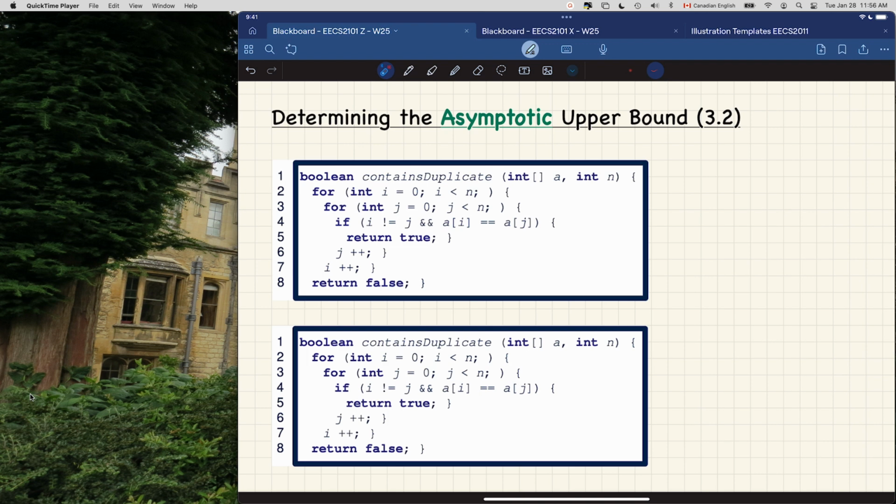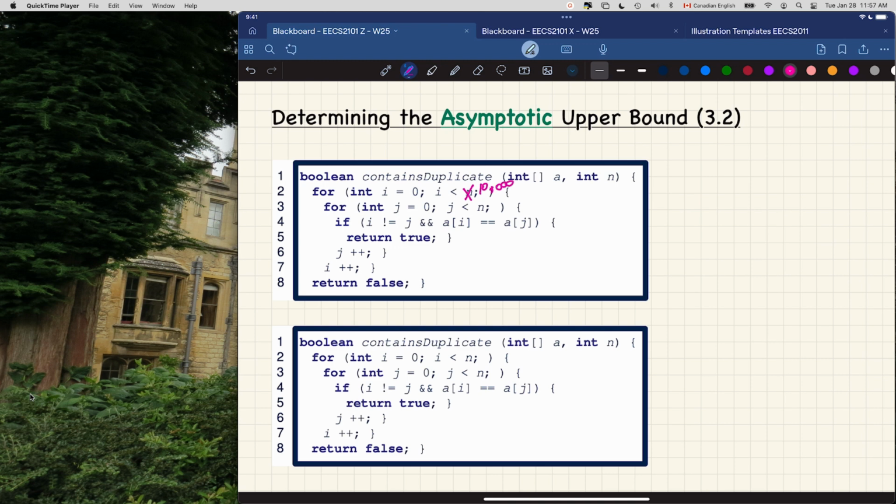I just copied the contains duplicate from the previous page. It alone is n squared, as we just saw. I'm going to play with the bounds in the loop to give you one example where rather than n squared it is going to be n, and another one where it is not n squared but just constant. Very easy to play with. For the first one, for the outer loop, rather than n, I might just say 10,000.